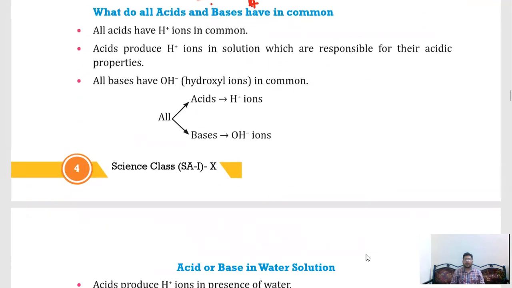Moving to another topic, what do all acids and bases have in common? Simple. All acids will have H plus ions in common. All bases will have OH minus ions in common. You can read that one in a video. All acids have H plus ions in common, that's what we have discussed, and all bases will have OH minus ions in common.